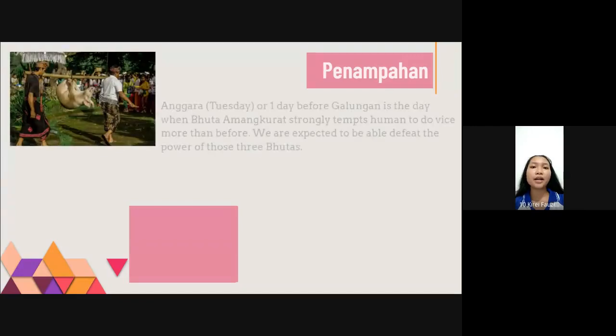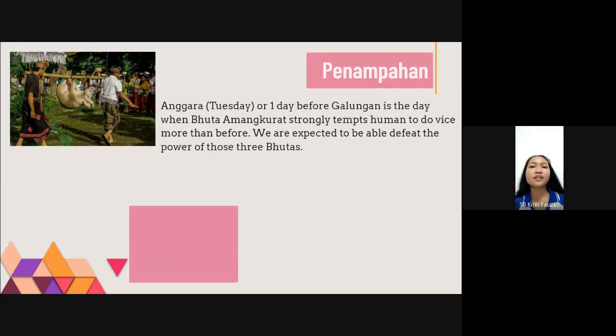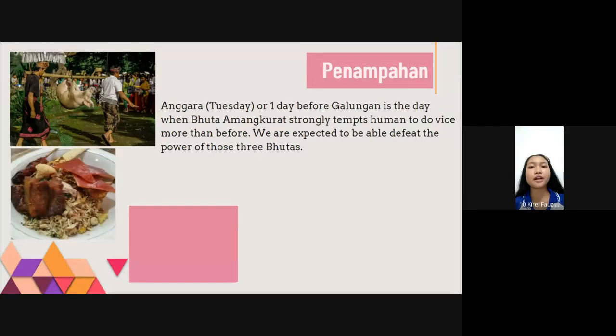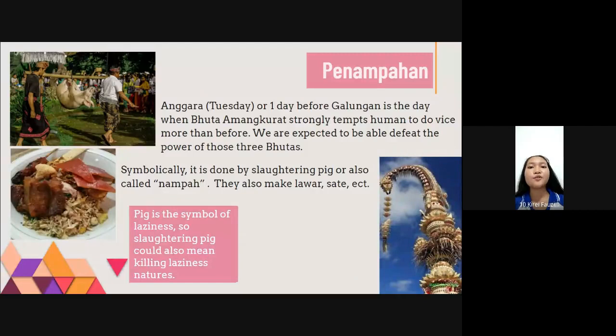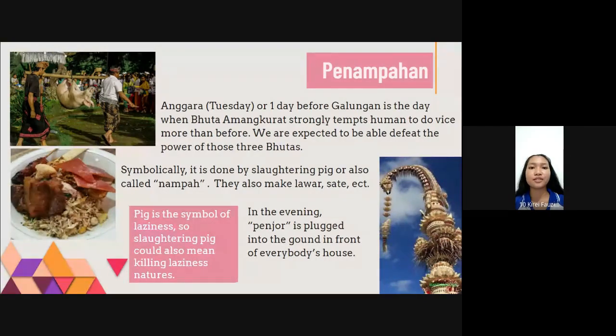Next, the third is the penampahan. Anggara or Thursday, 1 day before Galungan, is the day when Sang Buddha Amangkurat strongly tempts humans to fight more than before. We are expected to be able to defeat the power of those three Buddhas. It's done by slaughtering a pig, also called nampa. They also make lawar, satay, and ich.